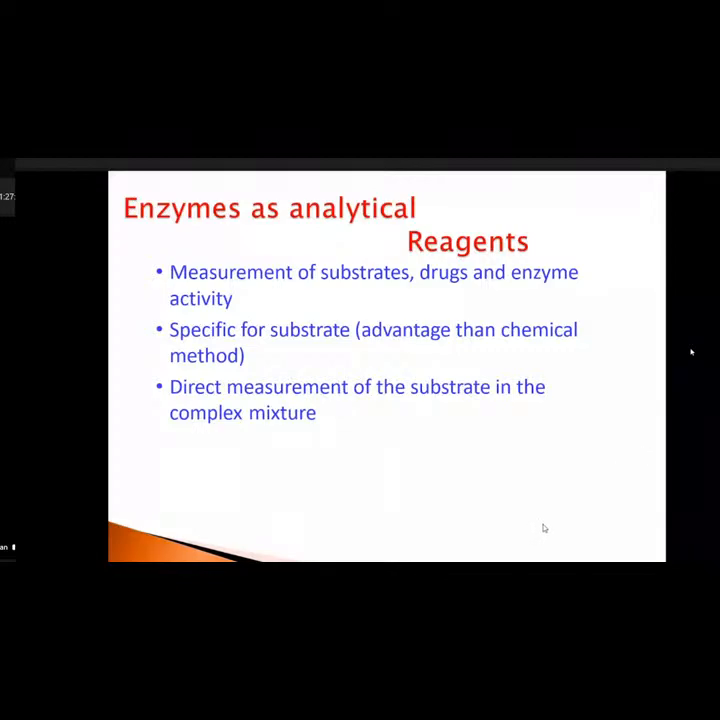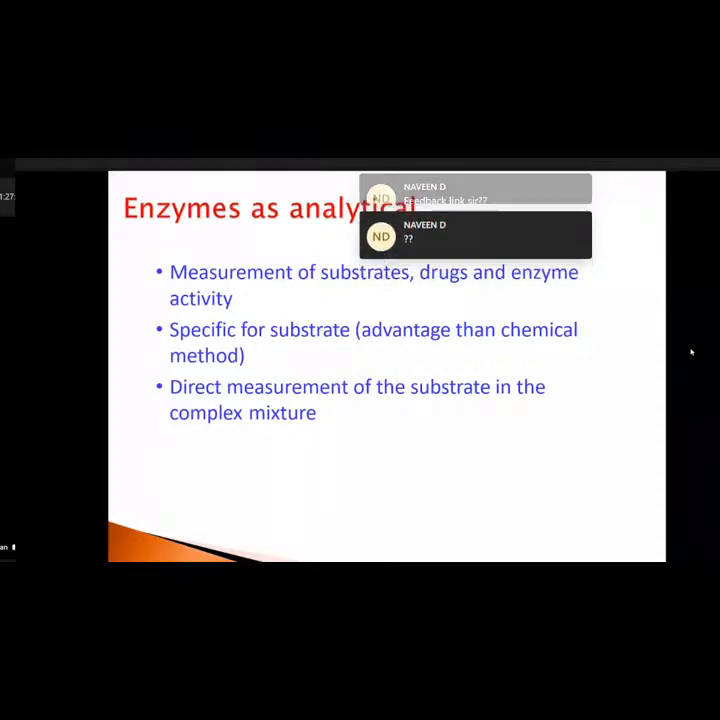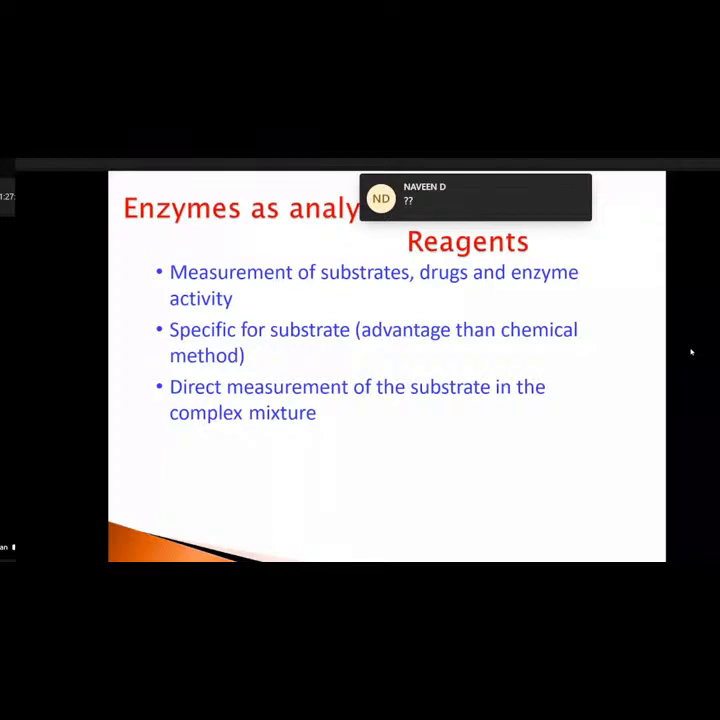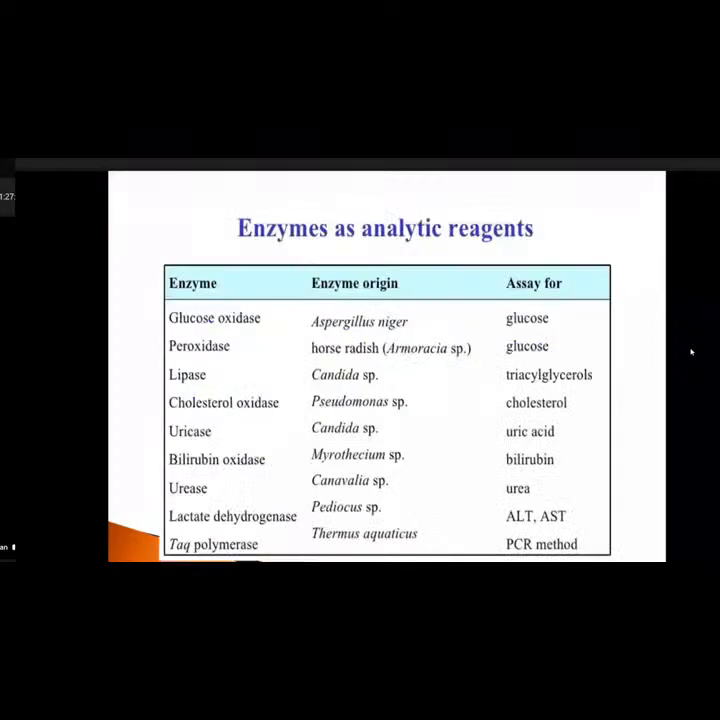And next, coming to enzymes used as analytical reagents. That is, for analytical reagents, meaning to analyze compounds, right? Especially for the measurement of drugs and also some other substances, toxic substances, these enzymes can be used, right? Each is specific for only one substrate. What are the enzymes used as analytical reagents? Namely glucose oxidase, which is used for glucose assay, and peroxidase is also used for glucose assay.